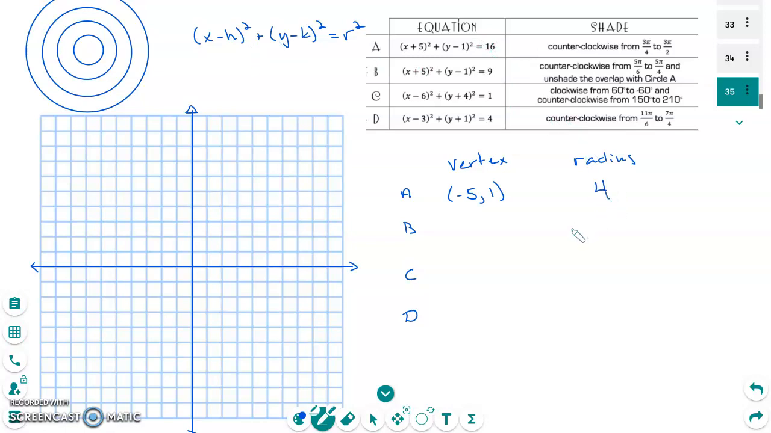All right, go ahead and pause the video, and write down the vertex for each of the remaining circles and the radius, please.